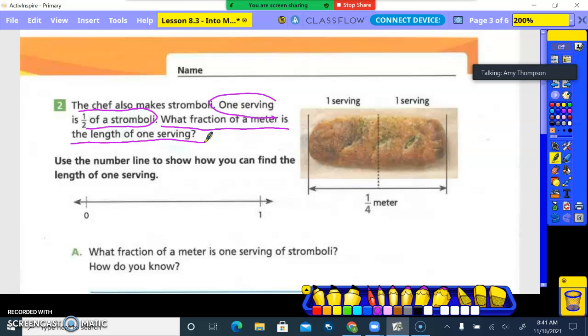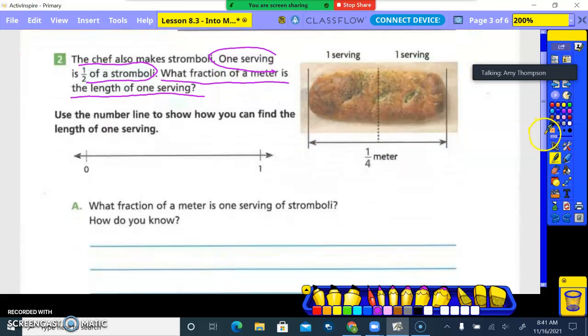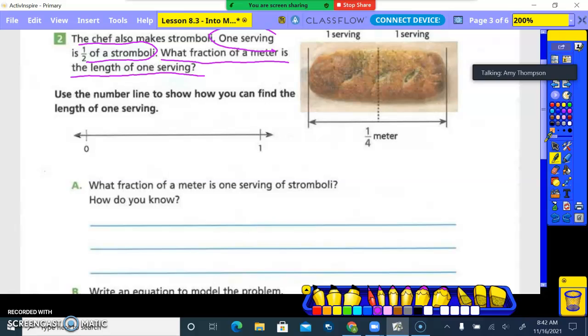Is this number line kind of like the fraction strips we used on the first page? Yes. Okay. So we need to break it into how many pieces? We need to break it into half, right? For sure. So then this has fourths. So we for sure need to do fourths also, right? Okay, so this is what? 1/4. What's half with fourths? 2/4. And then we put 3/4. Now they used half of the stromboli, but the whole thing is only 1/4. So we're going to take what?